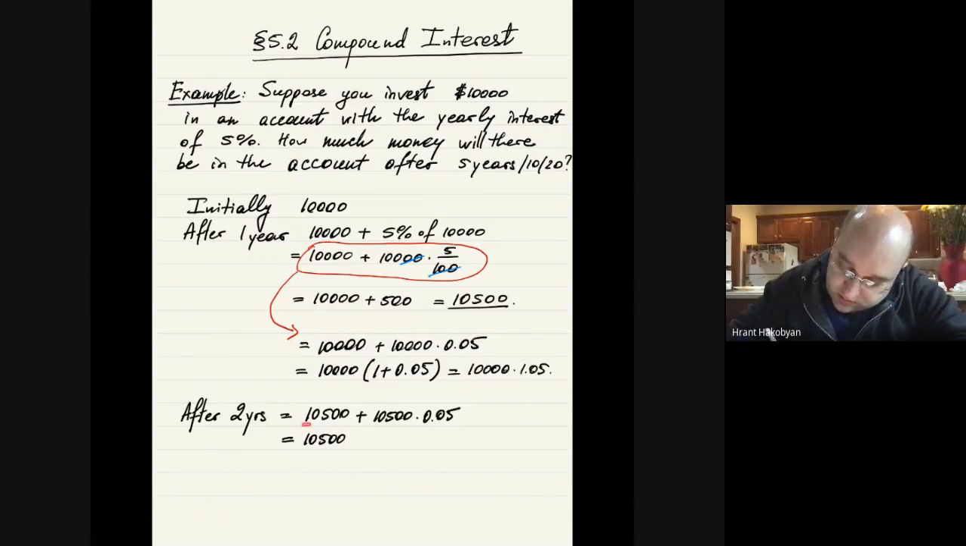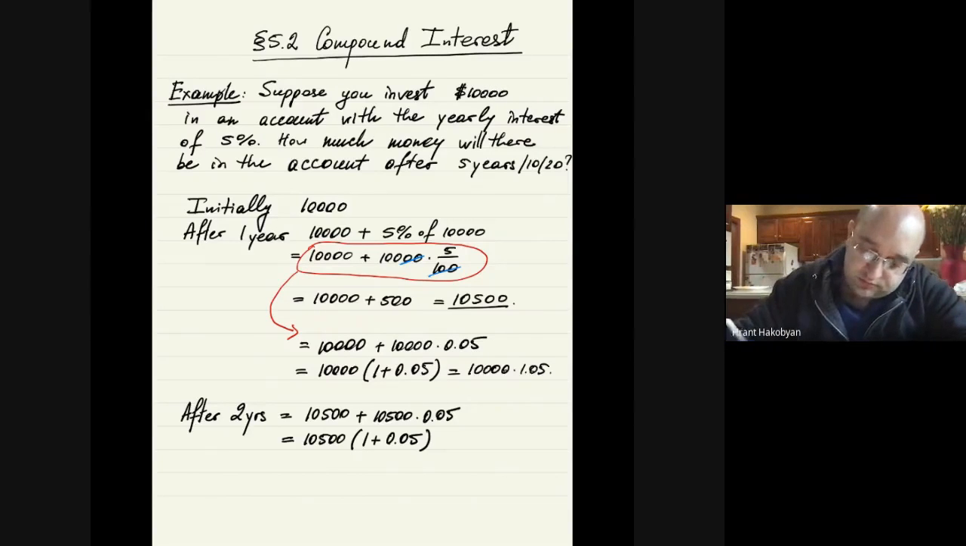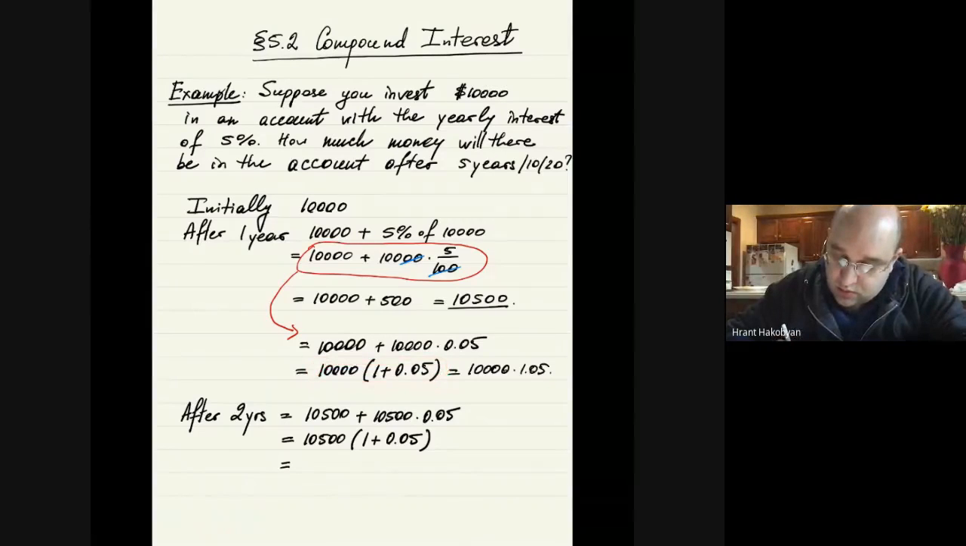I can factor out this common term again. So I'm gonna get 10,500 times 1 plus 0.05. Okay. Or if you want, yeah, let's just keep it like this. But this is our correct answer, but I want to write it differently. I want to write it like this. Well, let's see, what is 10,500? Well, that's this number here, which I can also write as 10,000 times 1 plus 0.05, right? So this thing here is the same as this thing here, right? I just rewrote it differently.